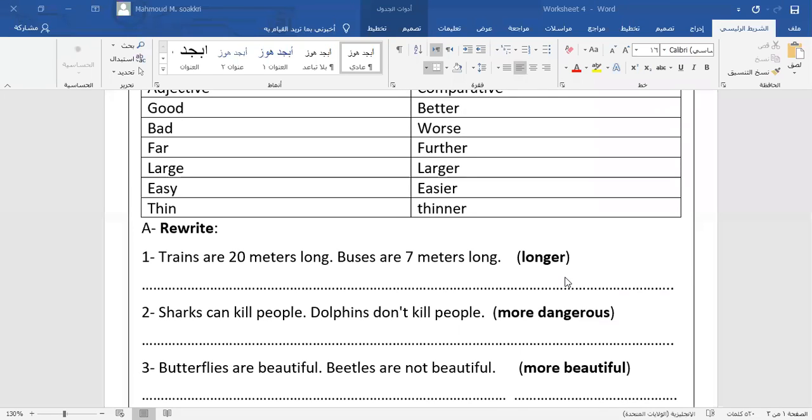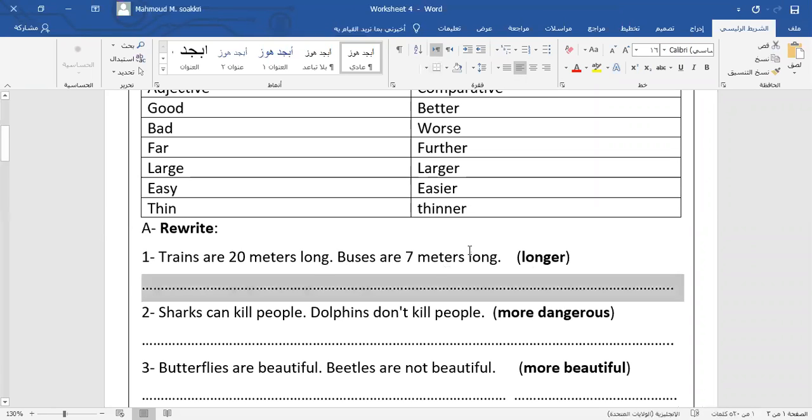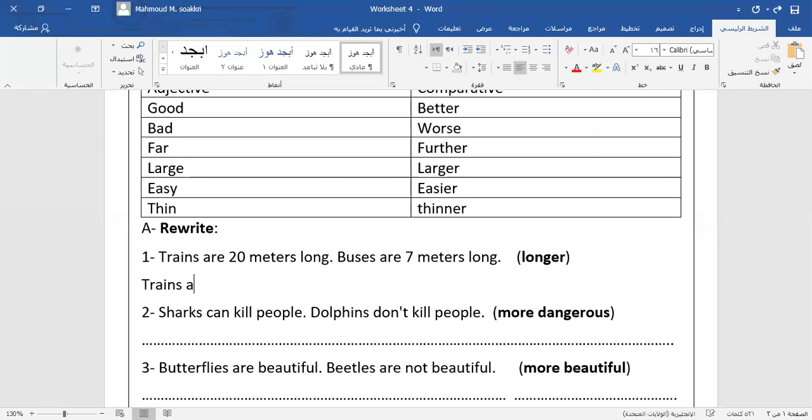Yes, sentence number 1, please. You have here, trains are 20 meters long. Buses are 7 meters long. We wanted to use longer. So which is part 1 here? Trains. Yes. Trains are longer than buses.